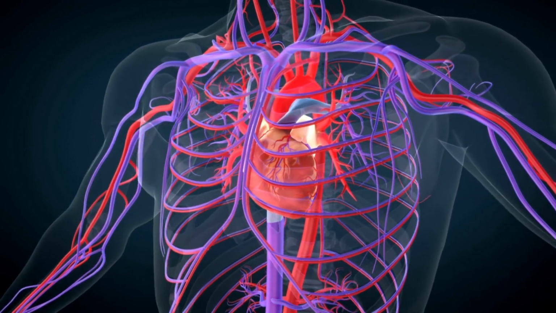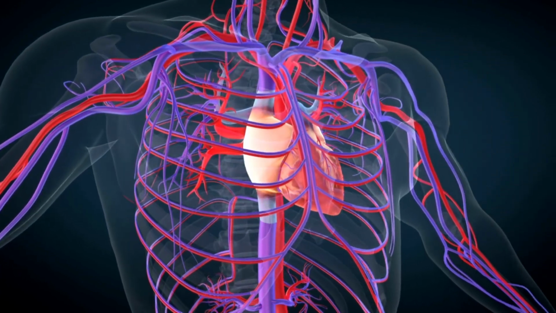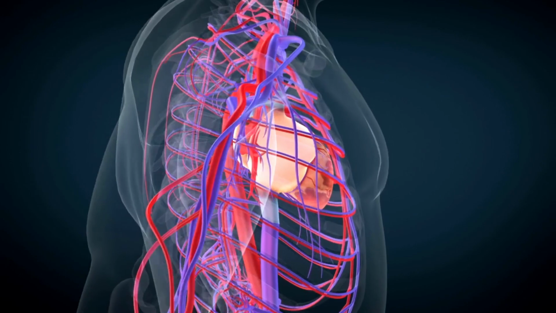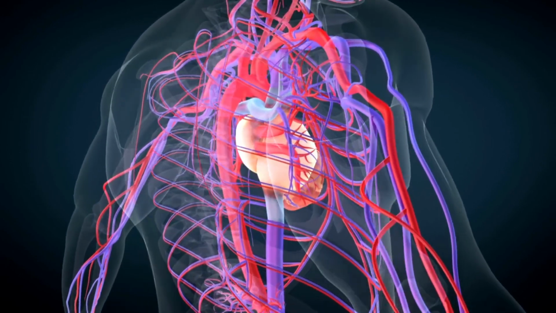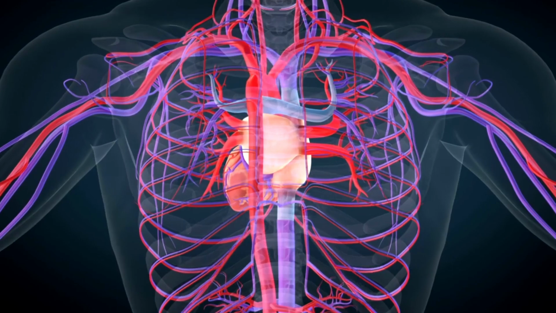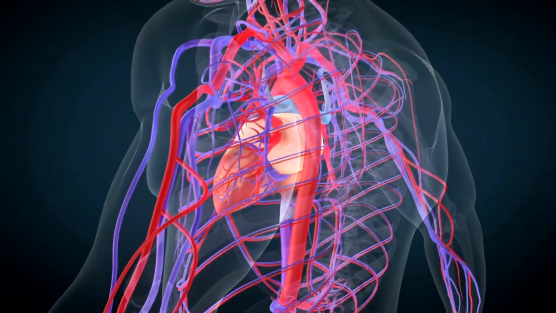Electrical conduction system. The heart has an intrinsic electrical conduction system that regulates heartbeats. It consists of the sinoatrial SA node, often referred to as the natural pacemaker. It initiates the electrical impulse that triggers each heartbeat.